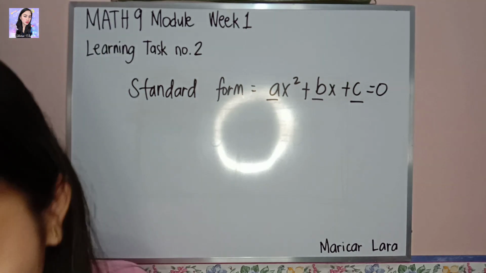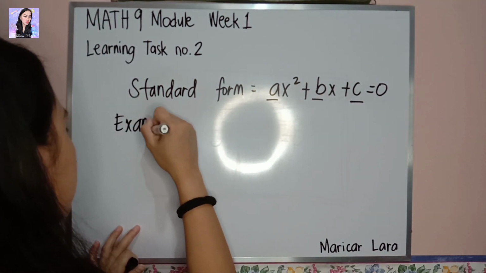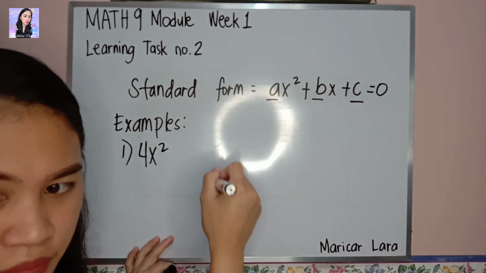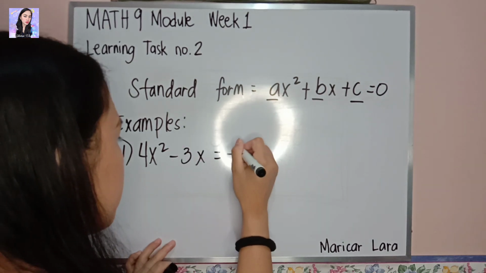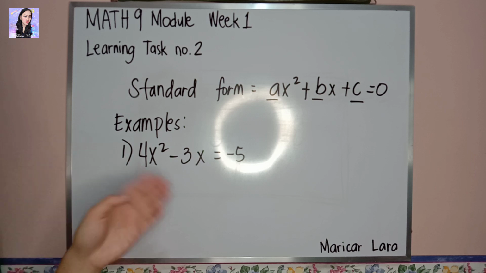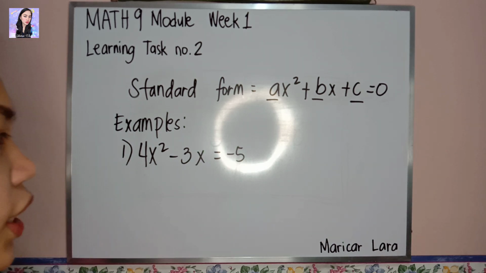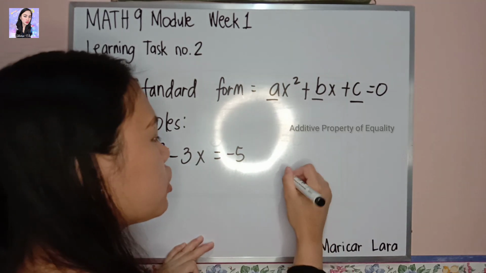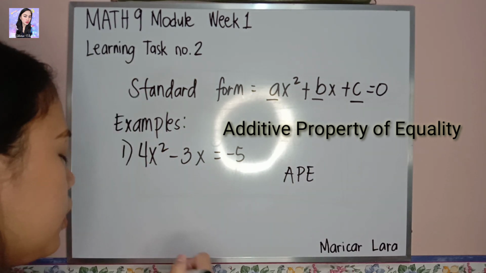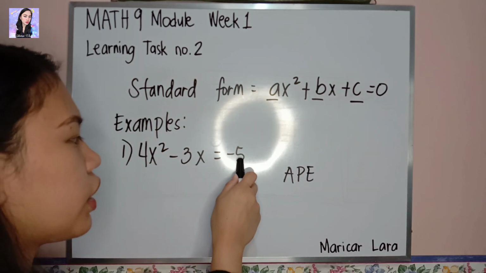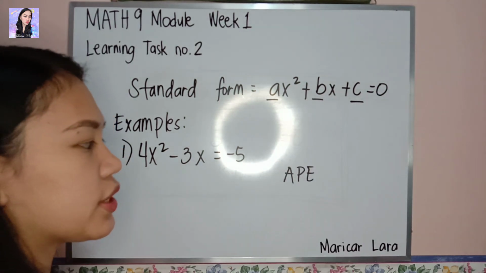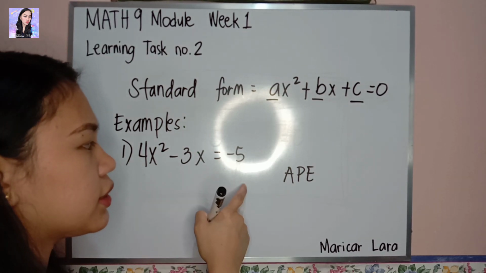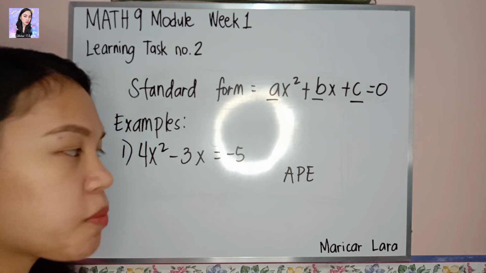So, let's have an example. Okay, so we will get the standard form of 4x squared minus 3x equals negative 5. What we will do here is APE, or the addition property of equality. We need this negative 5 to move to the other side, because the equation should end up equal to 0. So, how do we do that? We will add to both sides the opposite of negative 5, which is positive 5.